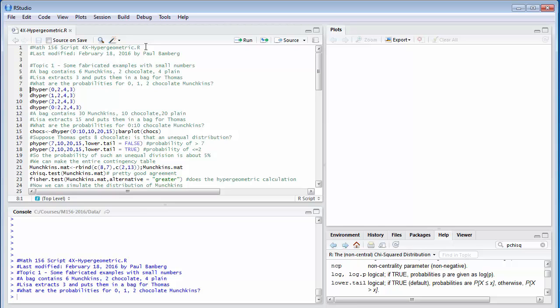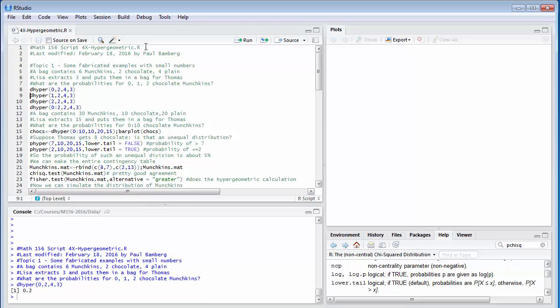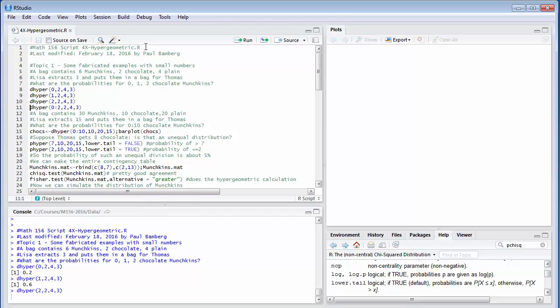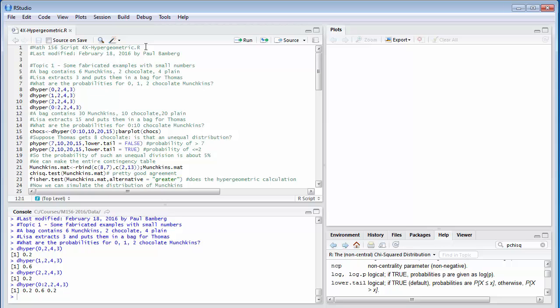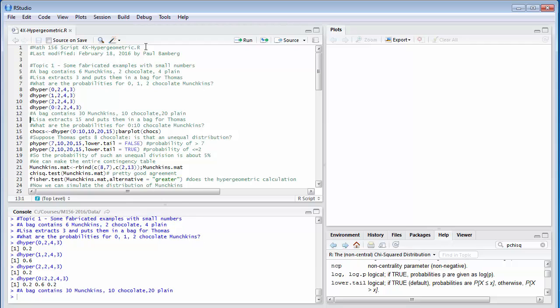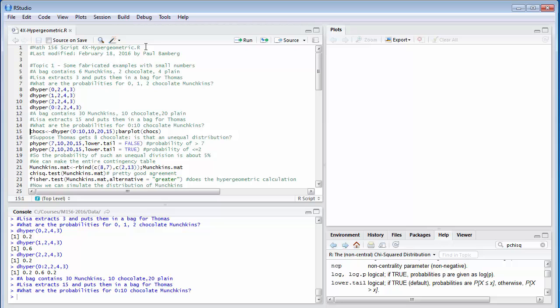And by changing the first argument, you can get this probability for 0, 1, and 2. You can check for yourself if you like. These probabilities are 20%, 60%, and 20% respectively. And of course, since R deals nicely with vectors, you can get them all in one fell swoop. Well, with hungrier kids, you could imagine 30 munchkins, 10 of which are chocolate, and Thomas gets a bag containing 15 of them. What are the probabilities for 0 through 10 chocolate munchkins?